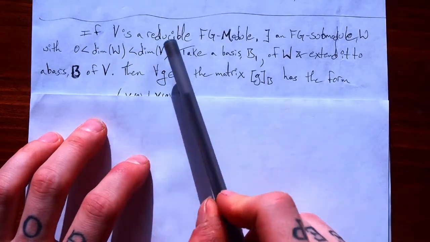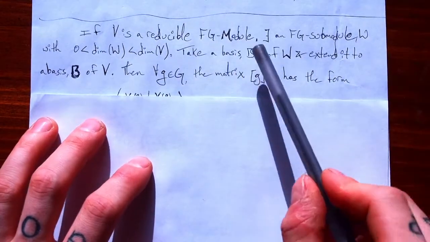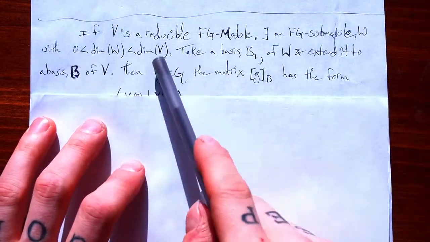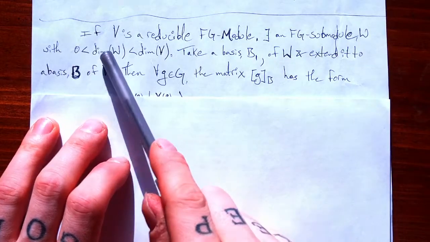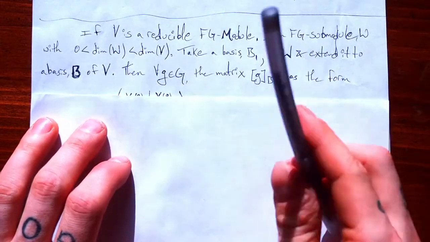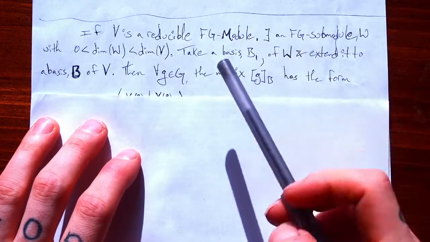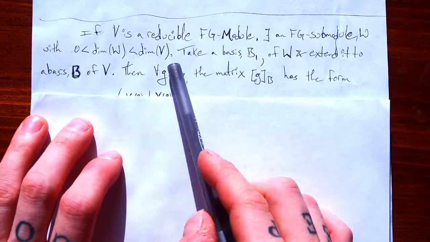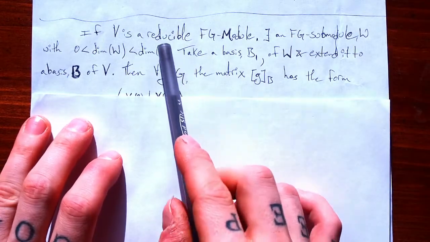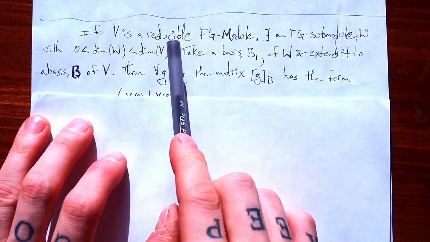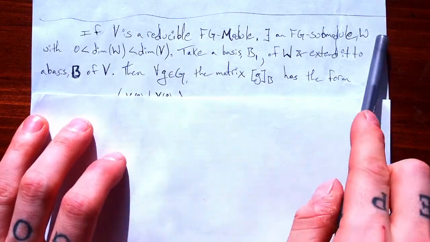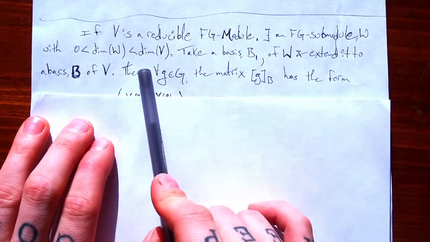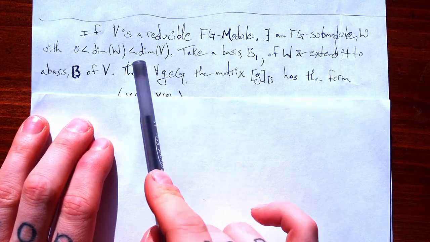If V is a reducible FG module, then there exists an FG submodule W with dimension greater than 0 but less than the dimension of V. This follows from us throwing away the trivial submodules. The 0 submodule is the only submodule that is going to have dimension 0, and the other trivial submodule, being V itself, is going to have the same dimension as V. So if it is reducible, neither of those are the submodules we're talking about. So our submodule has to have a dimension greater than 0 and less than the dimension of V. And we'll come back to that in a second to prove a useful result, a really quick proof.